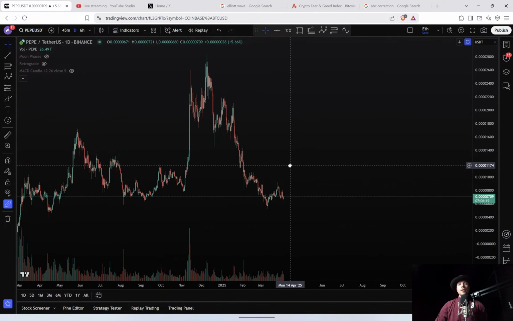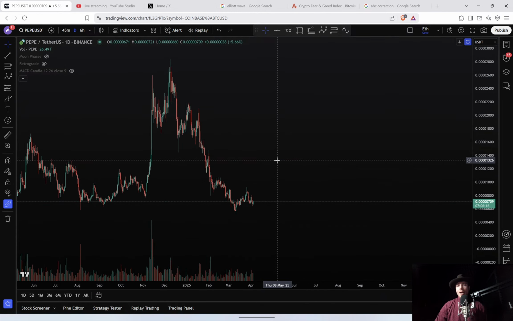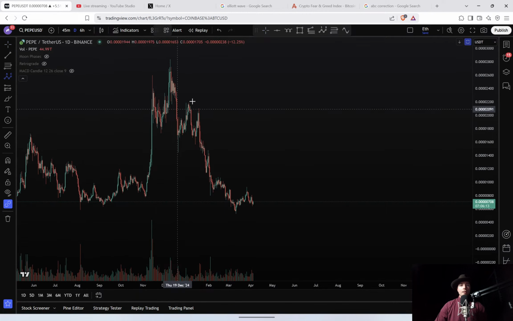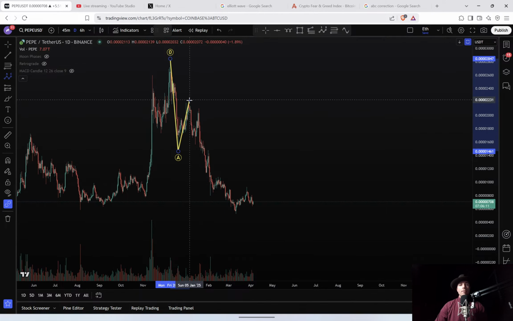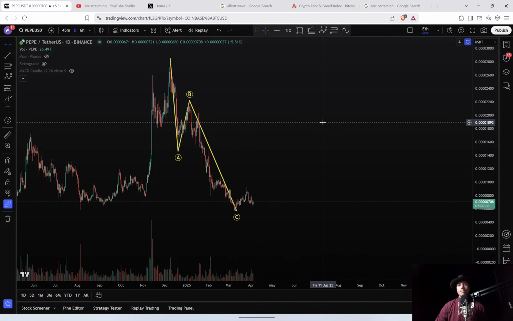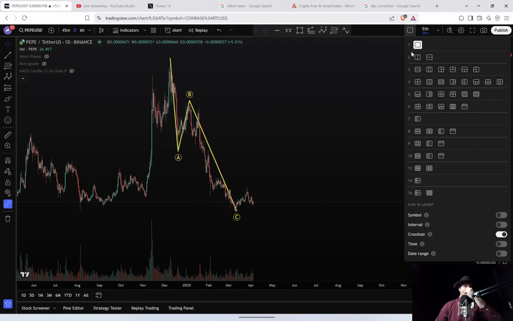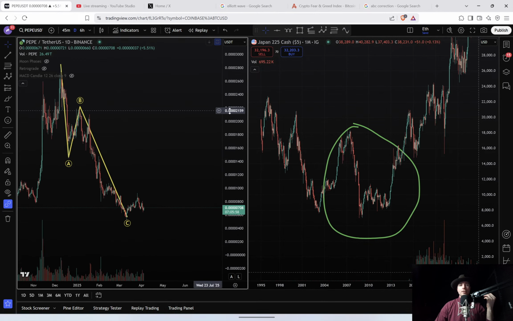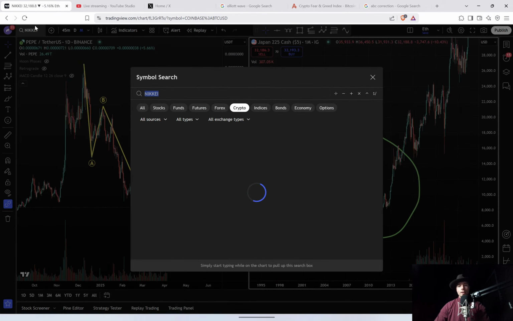Now, again, this is an ABC correction, you guys. You can see it in the chart. Wave A, wave B, and wave C. That's an ABC correction. It's a textbook ABC correction. And crypto isn't the only thing that does this. The ABC correction isn't something that's exclusive to cryptocurrency.